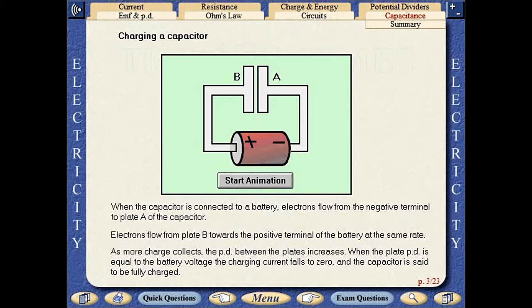When the capacitor is connected to a battery, electrons flow from the negative terminal to plate A of the capacitor. Electrons flow from plate B towards the positive terminal of the battery at the same rate. As more charge collects, the PD between the plates increases. When the plate PD is equal to the battery voltage, the charging current falls to zero, and the capacitor is said to be fully charged.